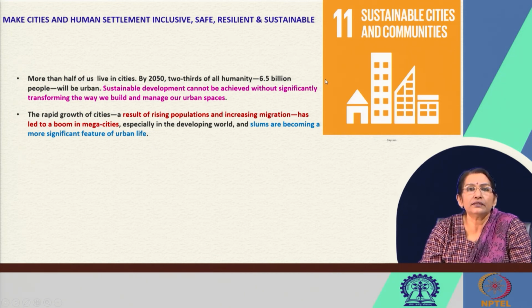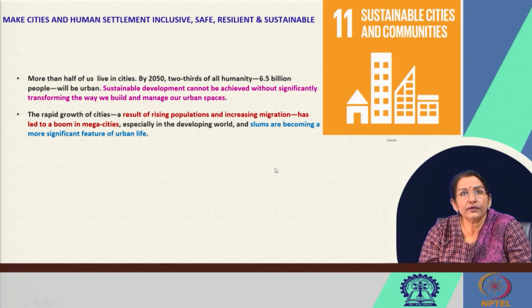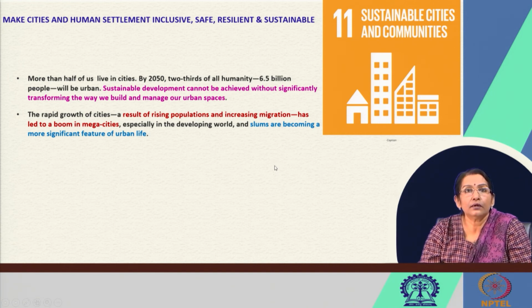So how to build these mega cities into very sustainable communities, sustainable cities, the smart cities with all features of the sustainable development goals. So that is SDG 11, that has to be achieved by 2030.